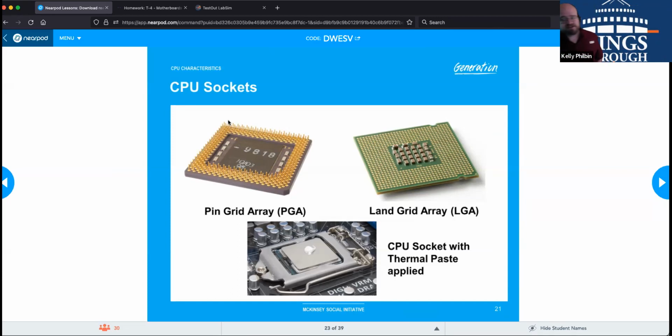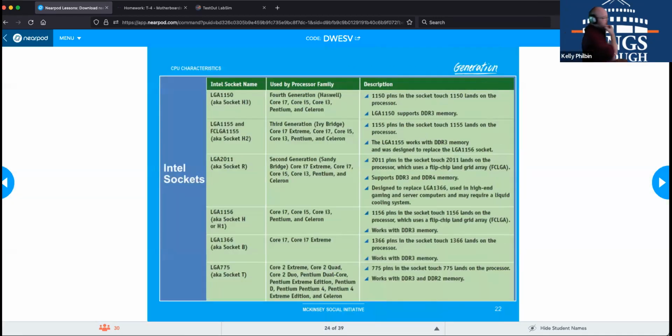Good question, DW. In chat, you have an LGA, there you go.